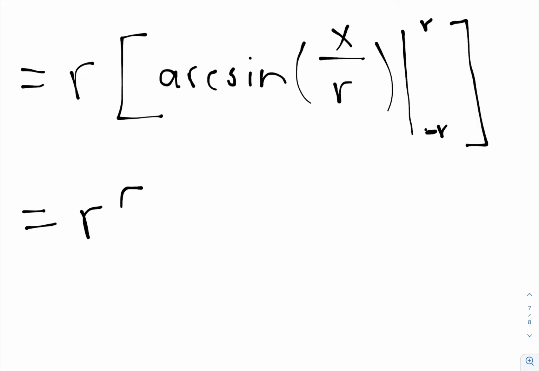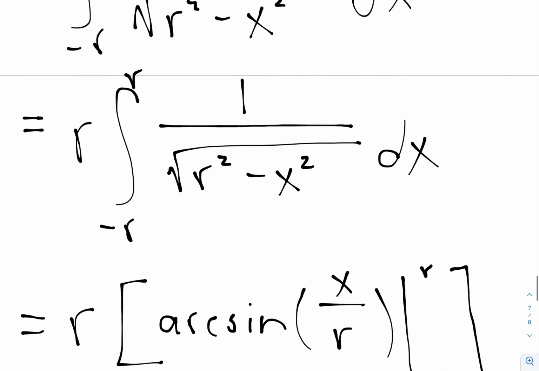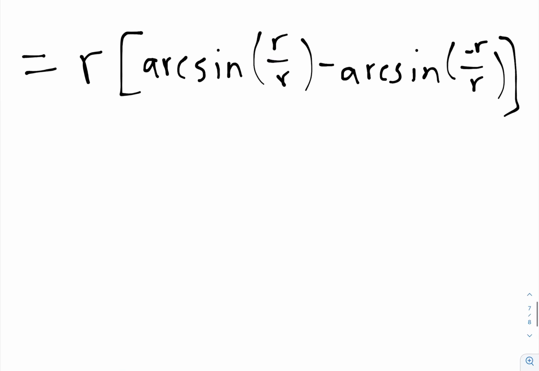So it's going to be the arc sine, right, of r over r minus the arc sine of negative r over r. That's all integration is doing. Once we integrate it, we have to evaluate it from our bounds. And our bounds from the integral were negative r and r. So we're just plugging that in where we see x. And this is what we're left with.